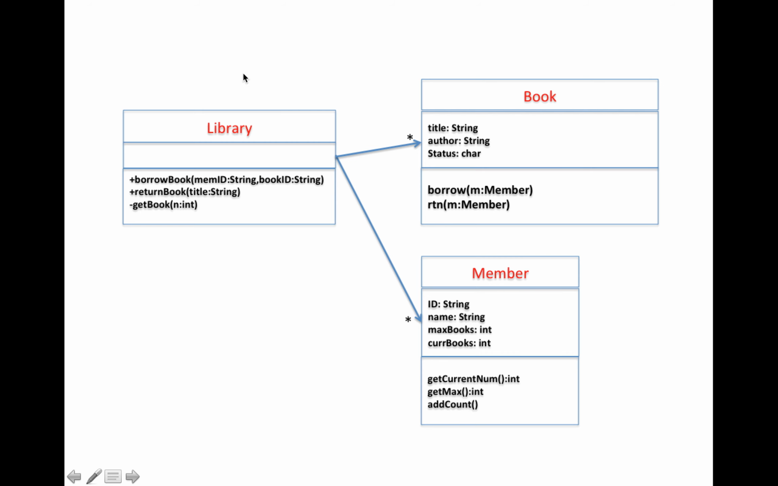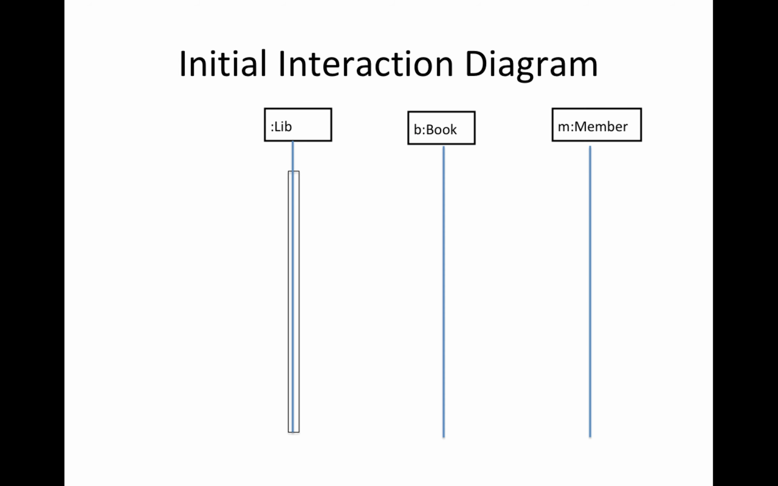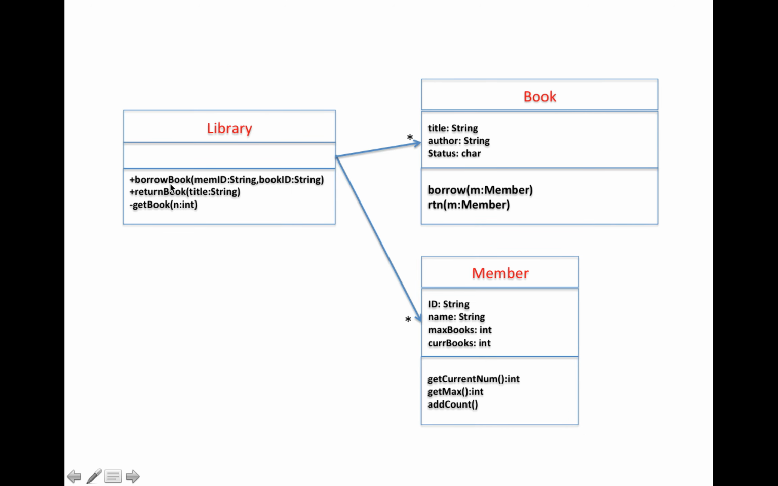When your library object is associated with one or more book objects, we show it by using a star, right? So it's indicating a multiplicity, and star indicates there could be one or more. Similarly, you would expect a library to have many member objects. And as I said, the methods that might be part of that object to get things done would be like get current number of books, get maximum number of books, add 1 to the number of books you borrowed, and so on.